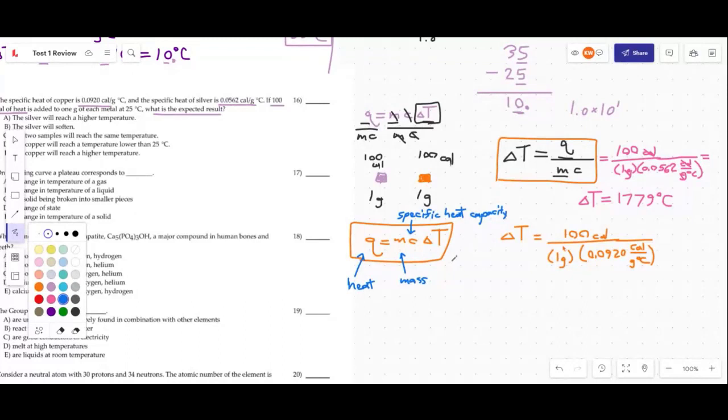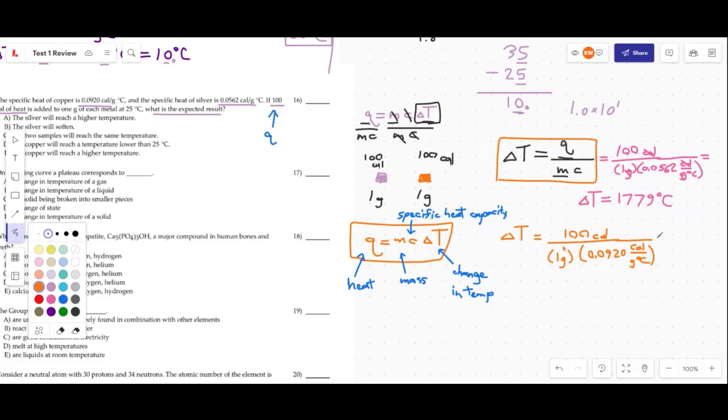Okay, so specific heat capacity, and this is change in temperature. Delta always means change. Delta is that little triangle. It's actually a Greek letter, but this is change in temperature. Does that make sense? The 100 cal that you put on the top comes from the number in the equation, right? Yeah, it's basically here's my 100 calories. This is your Q, because it says if 100 calories is added to 1 gram of each metal, what is the expected result?